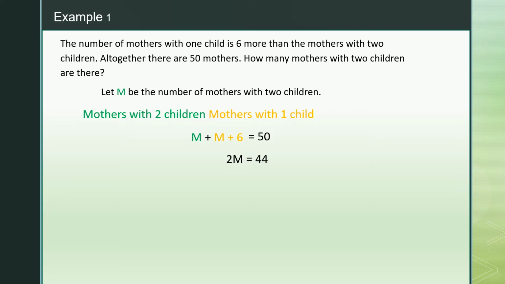2m equals to 44. We divide both sides by 2. On the left, 2m divided by 2 is m. On the right, 44 divided by 2 is 22. How many mothers with 2 children are there? There are 22 mothers with 2 children.